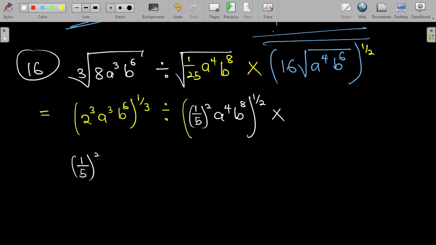Then multiplied by, this will be 16. Here square root is also power half. So this will be 4, a to the power of 4, then b to the power of 6, all raised to the power of half. Meanwhile, there is an outer power here, an external power, which is half. So let me also use that block bracket here.